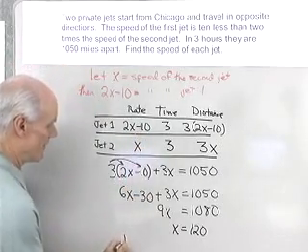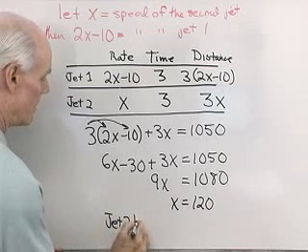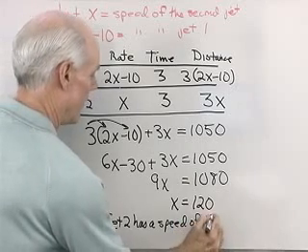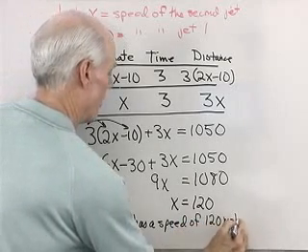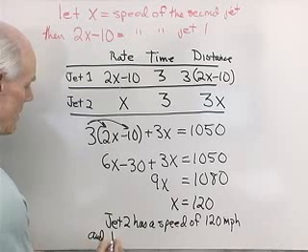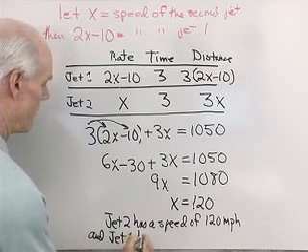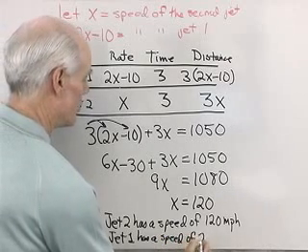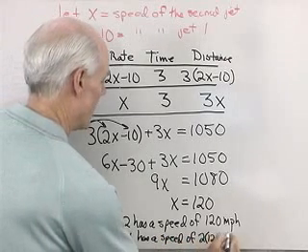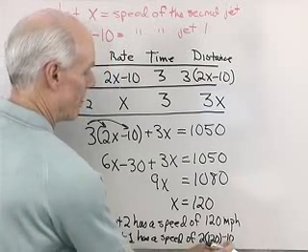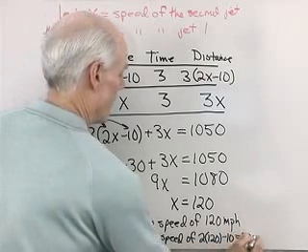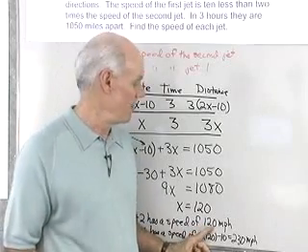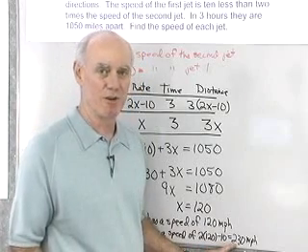So jet 2 has a speed of 120 miles per hour, and jet 1 has a speed of 2 times 120 minus 10. That's going to be 240 minus 10, which will be 230 miles per hour. So the one jet has an average speed of 120 miles per hour. The other jet has an average speed of 230 miles per hour.